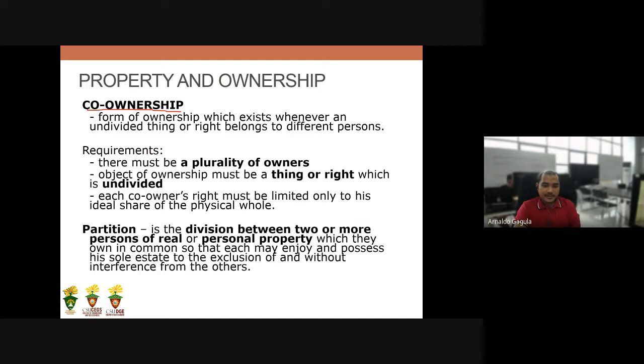Requirements of co-ownership is there is a plurality of owners, or two or more. And object of the ownership must be a thing or right which is undivided. Dili pwede ma-divide, co-own na siya. Pwede siya mahimong co-ownership na pamahal. Each co-owner's right must be limited only to his ideal share of the physical whole. Though naamoy itahay mo ni siyang specific na land or specific property, tapos dili siya pwede ma-subdivided.